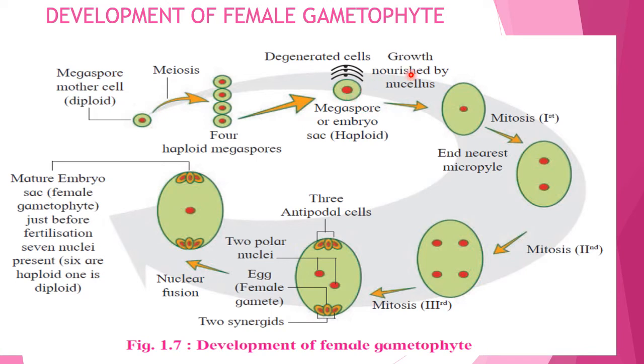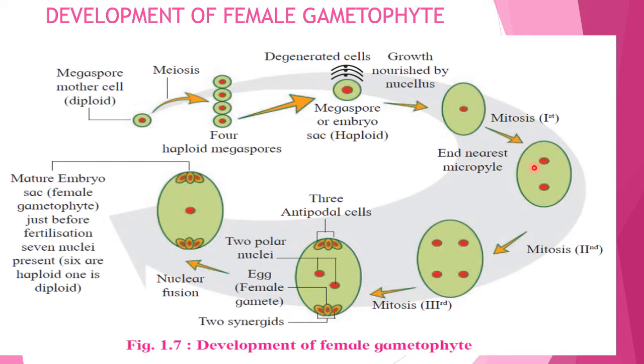See, this megaspore is actually enlarging its size. It will be getting nourished by the cells in the nucellus, so that way it is enlarging its size. That way the megaspore is forming the functional megaspore. Then what happens to this megaspore? This megaspore undergoes 3 successive mitotic divisions, nuclear divisions. So 1, 2, 3, that way mitosis takes place.